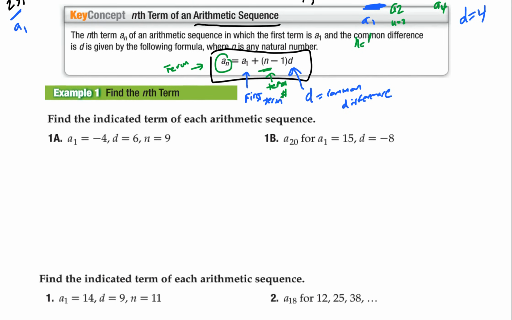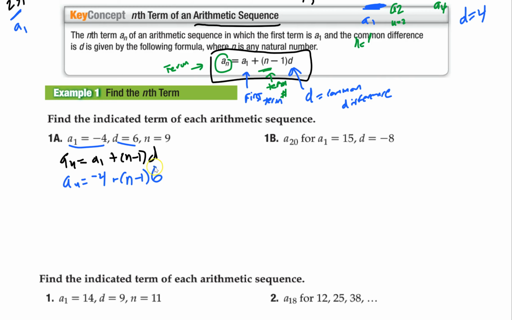So An equals A1 plus n minus 1 times the common difference. That's the formula from right there. And again, we have a lot of information. We have A1, negative 4. We have our common difference. I'll hold n off for now. So that's a basic formula.